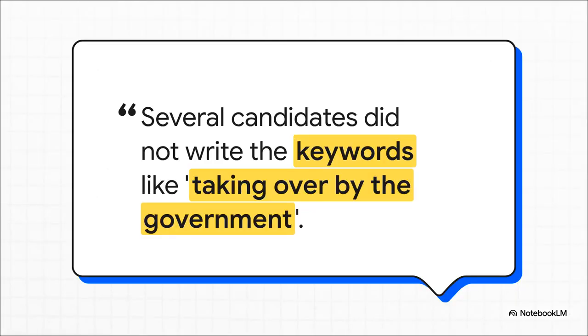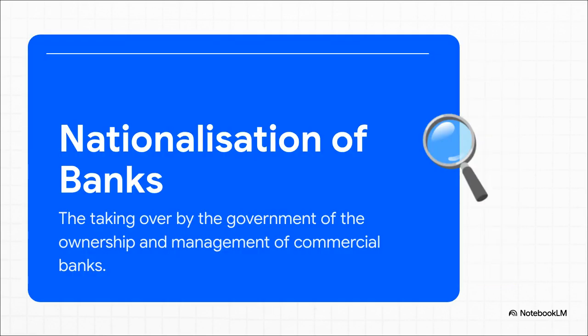Here's another little gem right from the report. It's all about keywords. You could write a beautiful paragraph for a definition question, have the right general idea, but if you miss those essential, non-negotiable keywords, you're going to lose marks. It really is that simple. You see that? Taking over by the government. That phrase, that's the heart of the definition. It's not just that the government has some control, it's the active taking over of ownership and management. Precision is absolutely everything here.